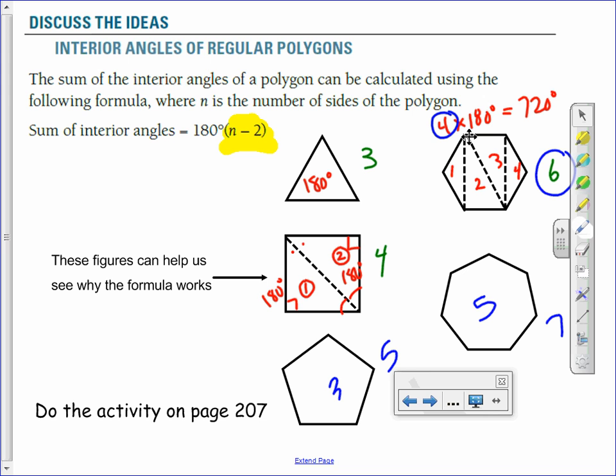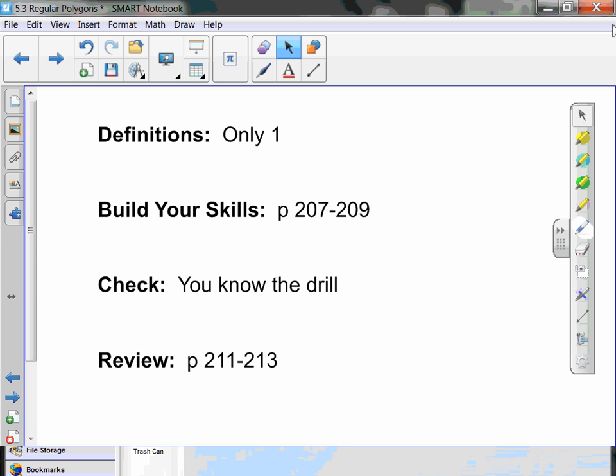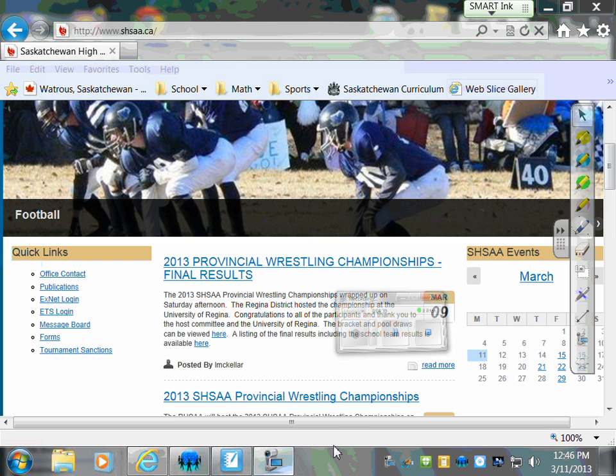Now, you should do the activity on page 207 at some point here, and you also then need to go on to your build your skills, your definitions, get your check done, get your math on the job done, get your roots of math done, and also get your review, and then you're ready to write your chapter 5 test. Just let me know what you need and I will be glad to help you out. Otherwise, that's it.